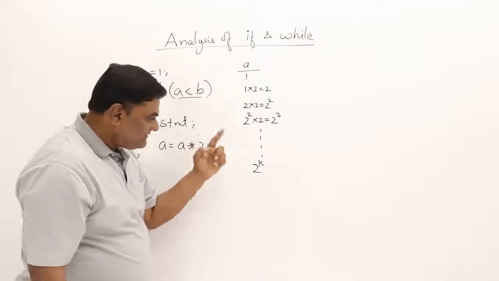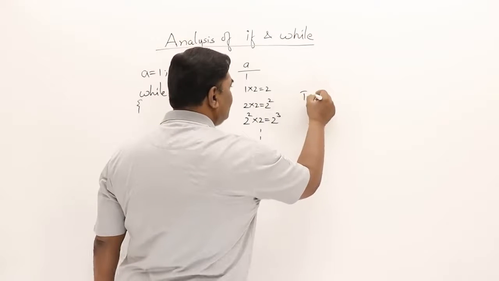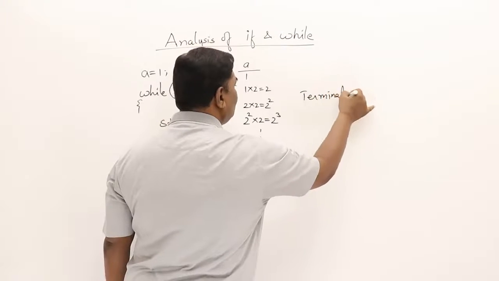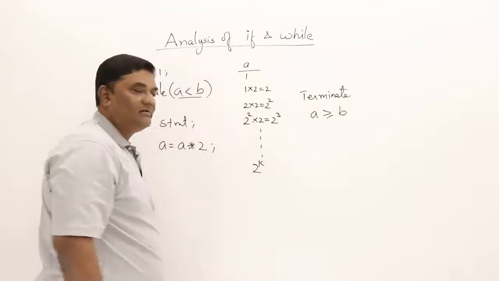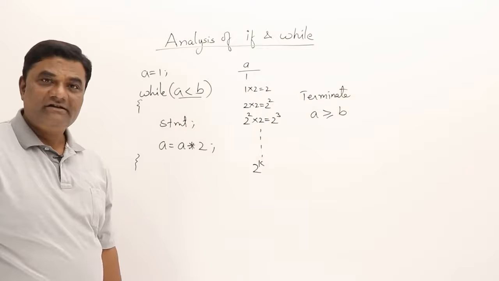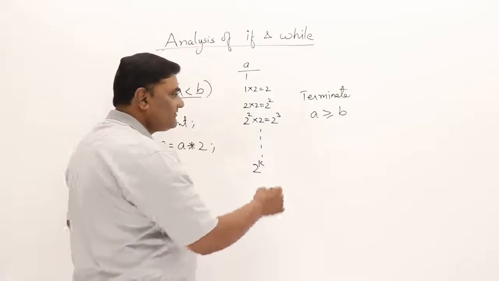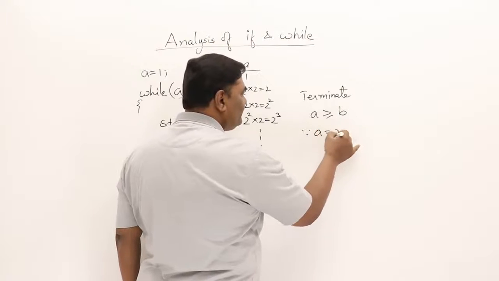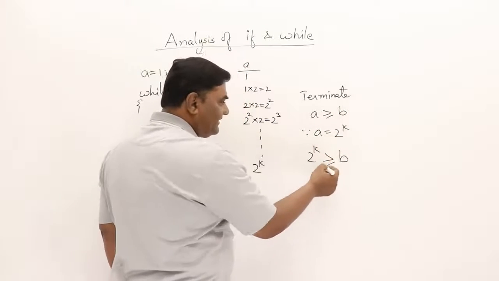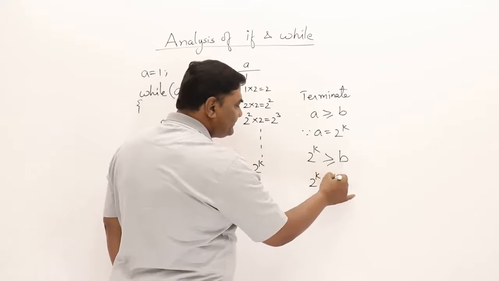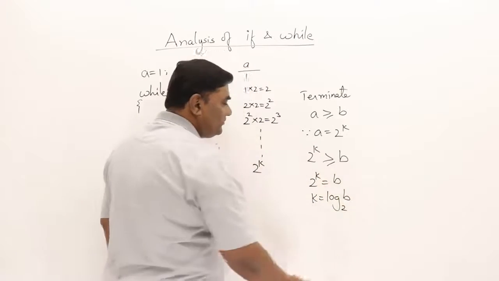Now I say that it has stopped here, so you should know when it is stopping. It will terminate when a is greater than or equal to b. So what I am saying, a has reached 2 power k. Since a is equal to 2 power k now, this 2 power k is greater than or equal to b. Let us make it equal. 2 power k is equal to b. So what is k? Log b base 2.